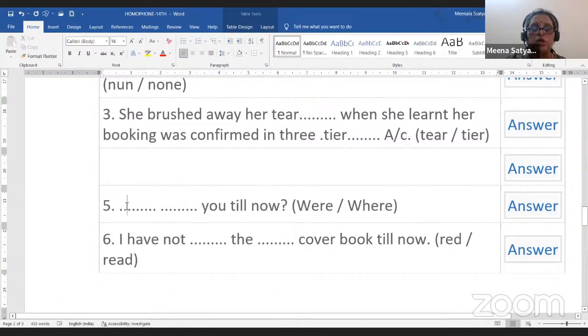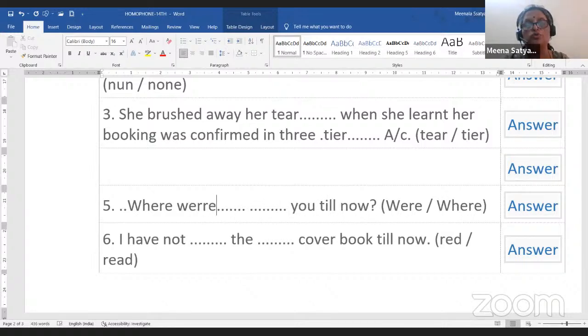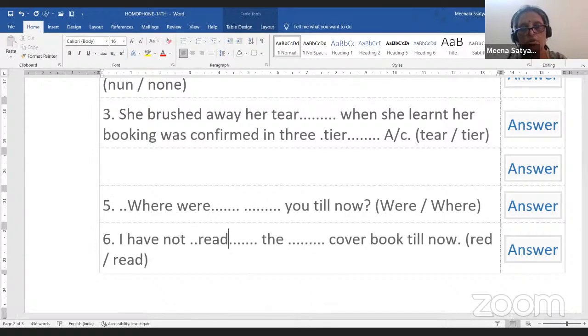Where were you till now? I have not read the red cover book till now.